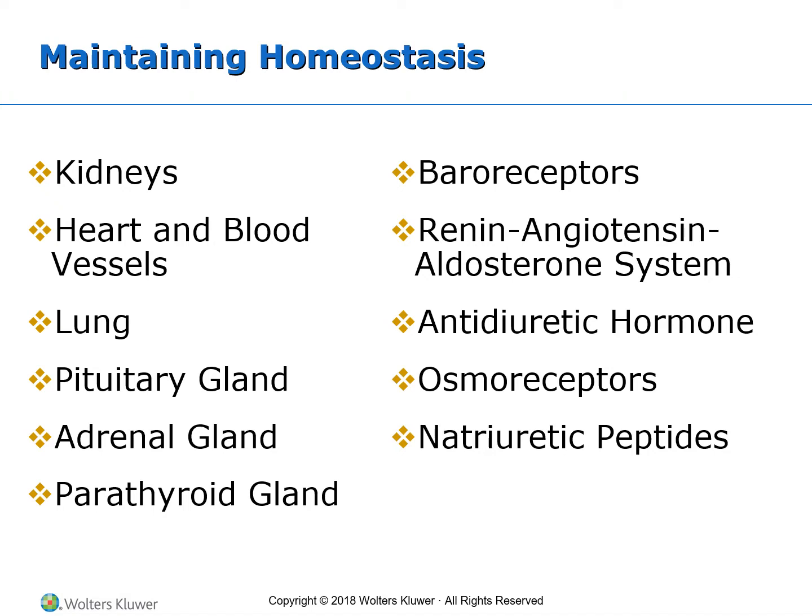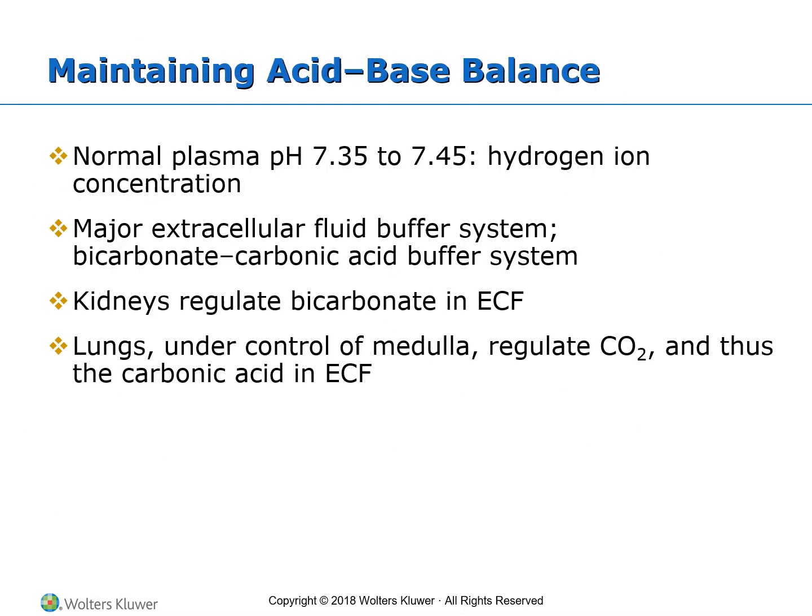Natriuretic peptides affect fluid volume and cardiovascular function through excretion of sodium, direct vasodilation of the vessels, and opposition of the renin-angiotensin-aldosterone system. So those are the main areas in the body that will help you to maintain homeostasis.